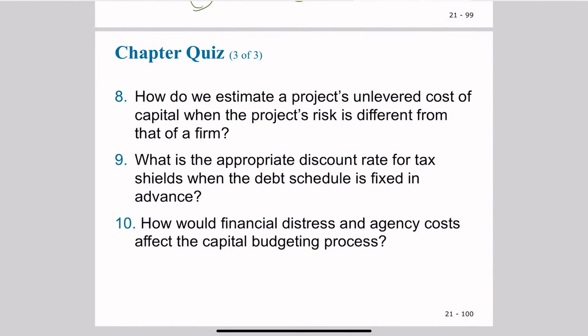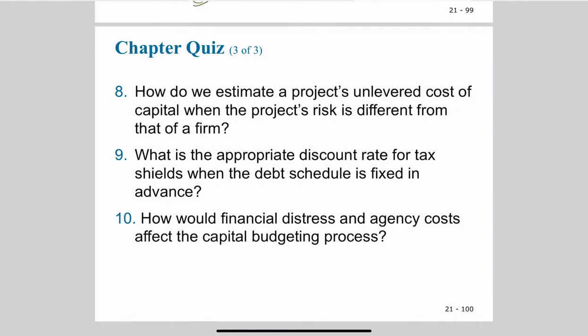Ninth, what is the appropriate discount rate for tax shields when the debt is fixed in advance? I have discussed this, right? If the debt levels are fixed, then there is no uncertainty on how much debt the firm will take in the future. So in this case, you should use the debt cost of capital to discount tax shields.